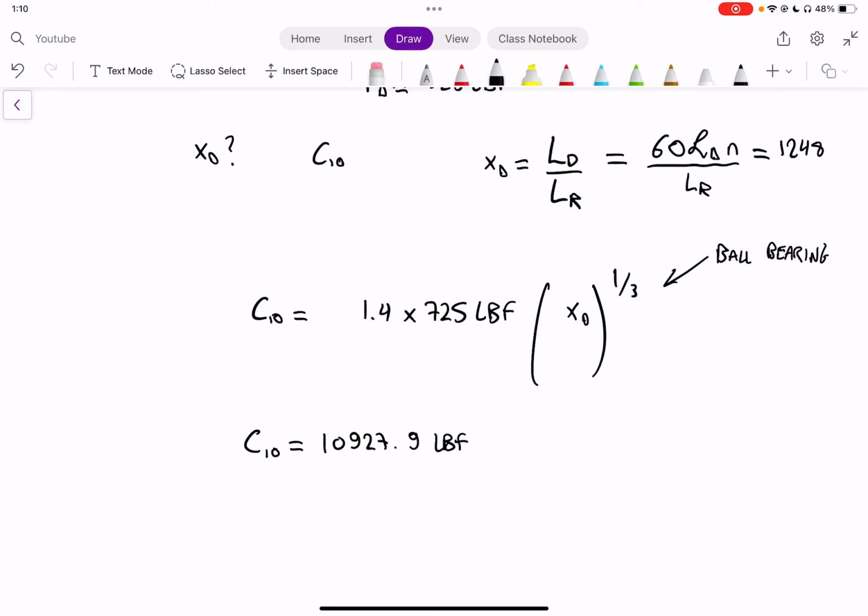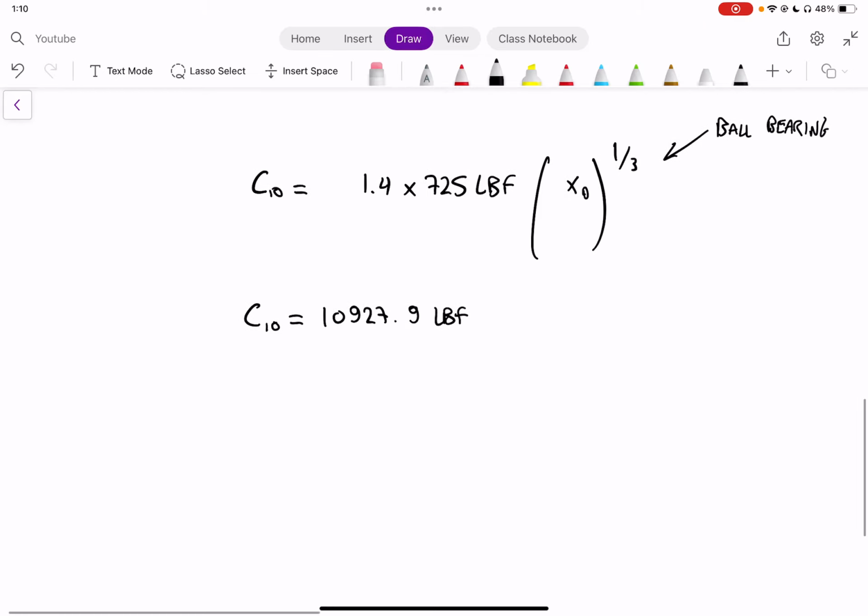So although we have a requirement of force desired of 725 pound force, because we are running the bearing for so long, and because we're running it 1248 times longer, we end up with a very high number for the pound force, because we want to essentially have a much higher force resistance if we're only going to be running it for 10 to the 6th. Okay, so our catalog value is that value specifically, or 10,927.9 pound force.